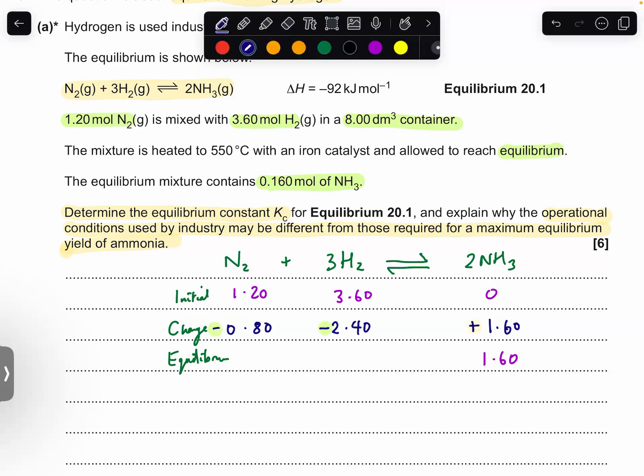And so at equilibrium, you've got 1.2 take away 0.8, 0.40. You've got 1.20 moles of hydrogen left. Now, these are the moles at equilibrium, but we need to work out the concentration. And the volume is given in the question as 8 decimeters cubed. So we divide all of these by 8.